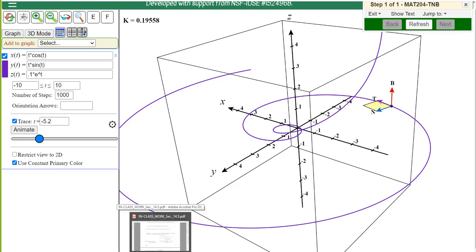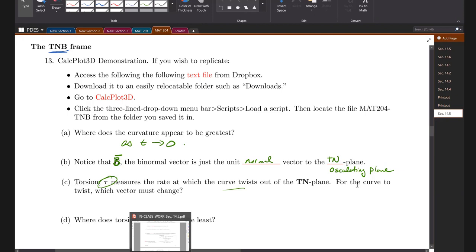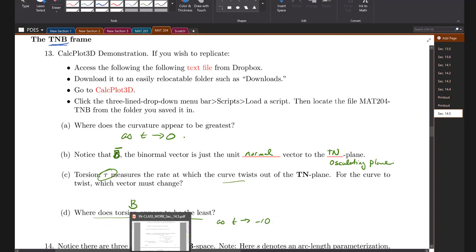Switch back. Okay. So where does torsion appear the greatest, I don't know if you could answer that, but the torsion appears to be the least as t is nearing -10 for the domain that I gave this graph. Okay, let's see, is there anything we want to add here? For the curve to twist, which vector must change? The unit binormal vector. The direction of the plane is dictated by the direction of b, the unit binormal.